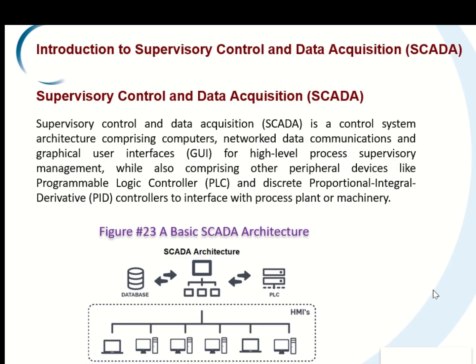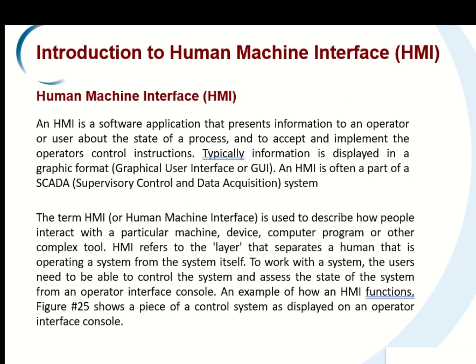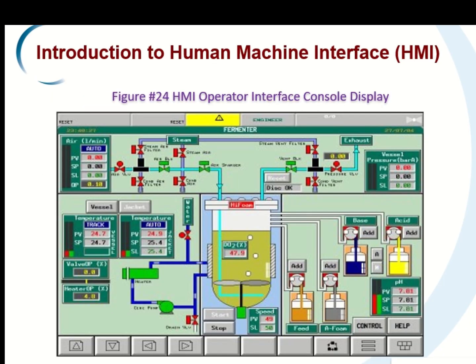And this is the SCADA system, where we're talking about supervisory control and data acquisition. SCADA in the control system comprises computers, network data communication, and a graphic user interface for high level process management, while also comprising other peripheral devices and logic control. So this is the SCADA architecture, and these are the HMIs actually. HMIs are basically human machine interfaces where the operators actually sit and change the inputs and all.